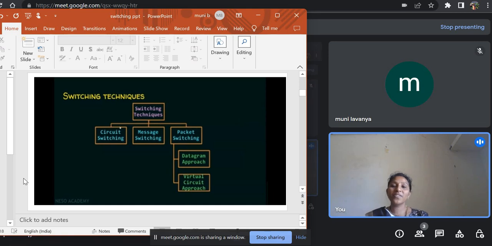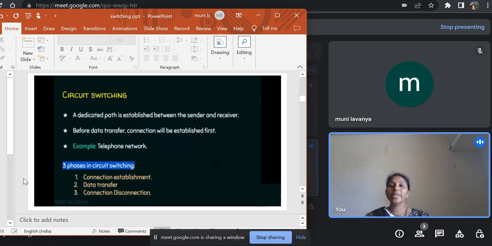Now first we are going with circuit switching. What is circuit switching? Here, circuit means there is a dedicated path. In circuit switching, before transmitting the data, it chooses the path by which it wants to transmit the data. Circuit switching provides a dedicated path established between the sender and receiver. Before data transmission, the connection is established between the sender and receiver.